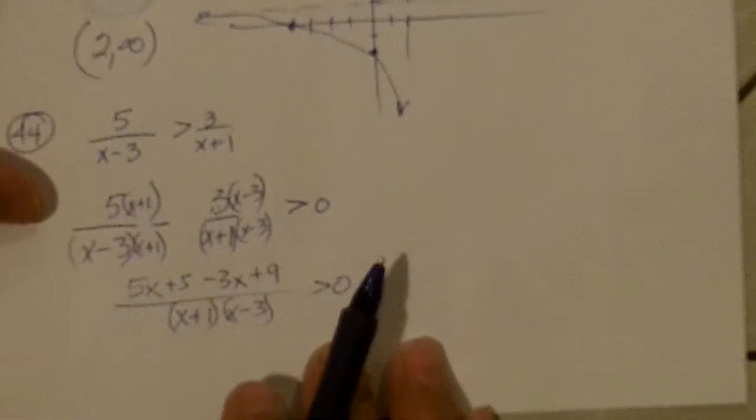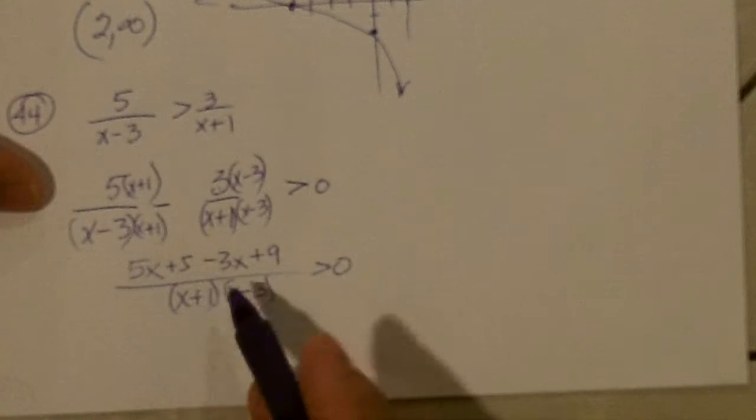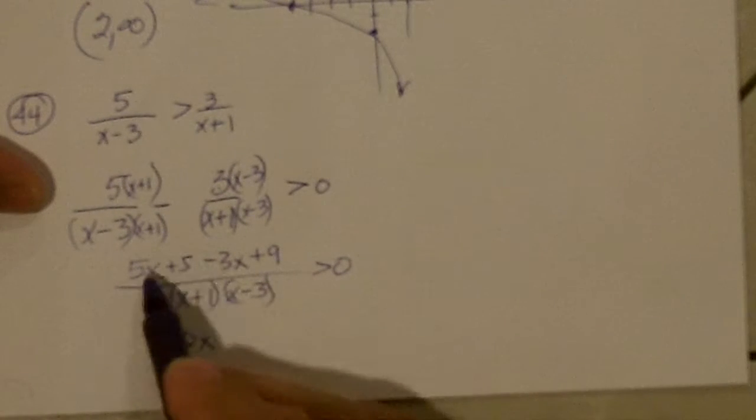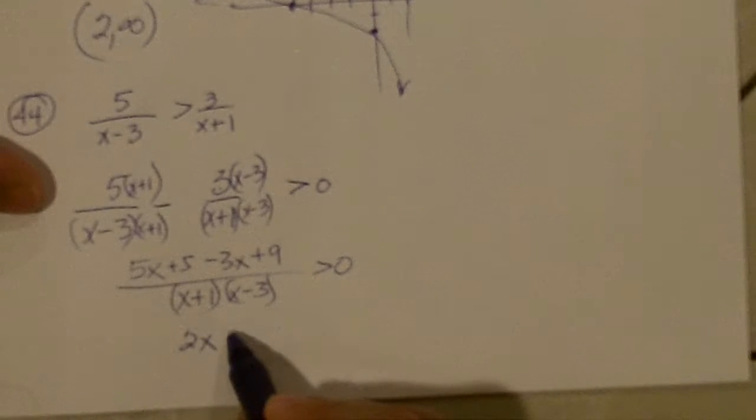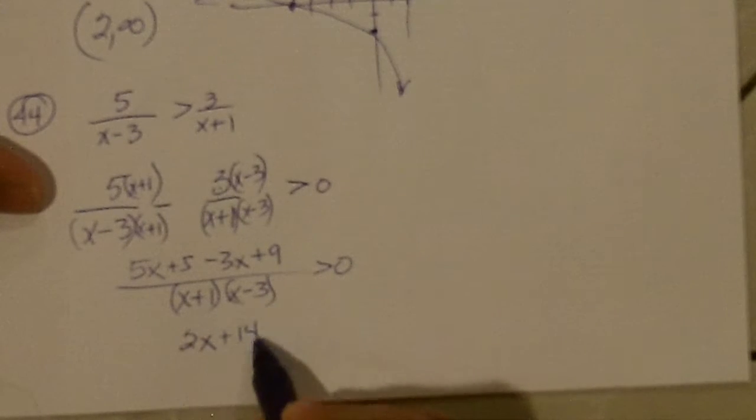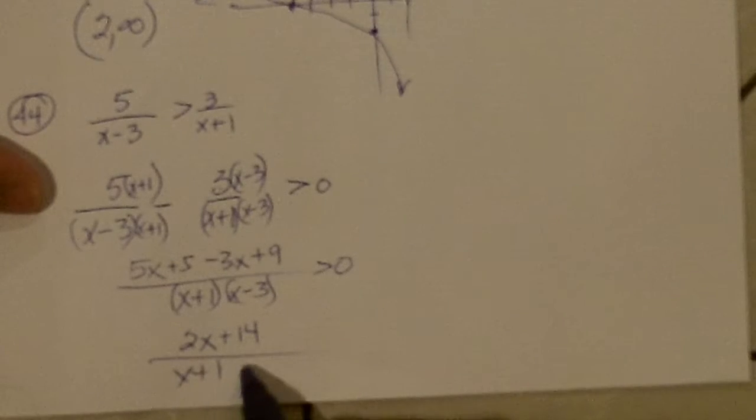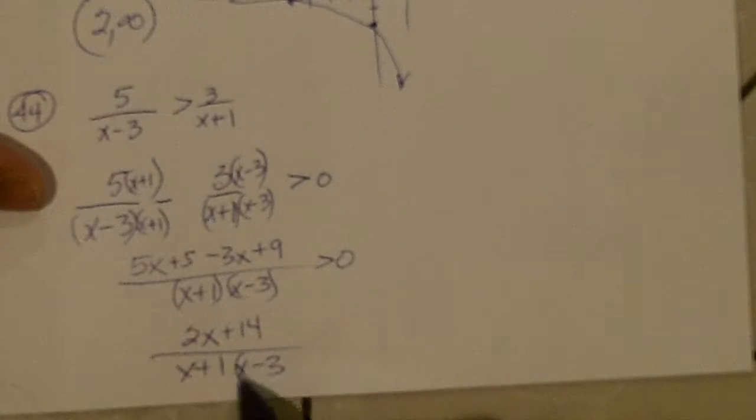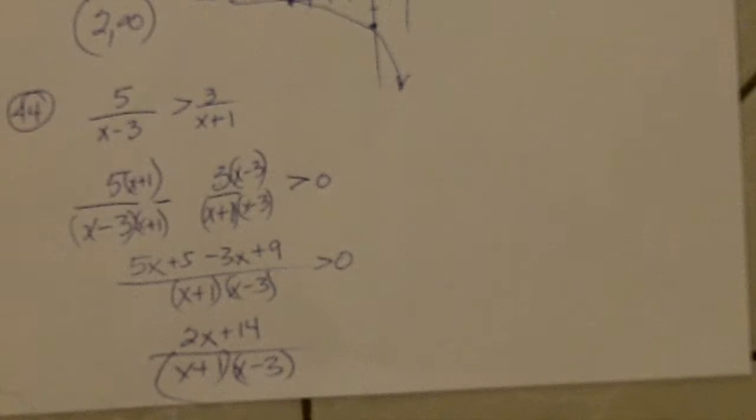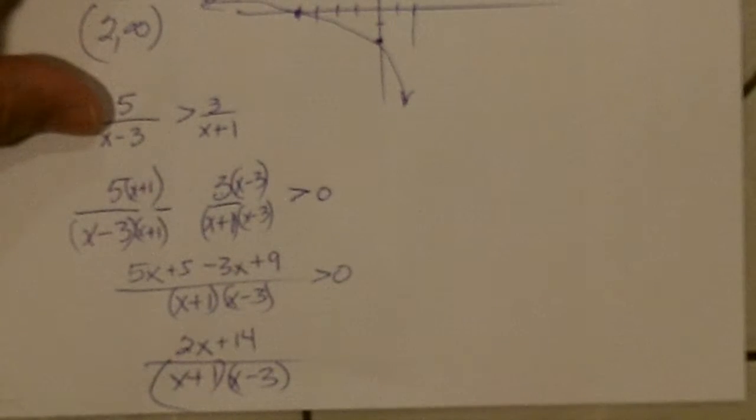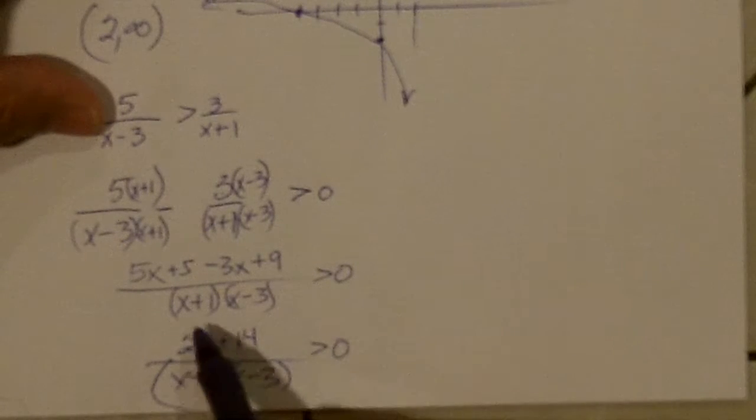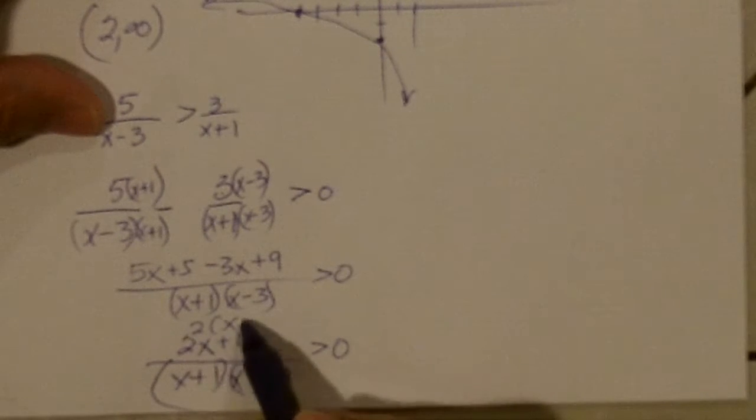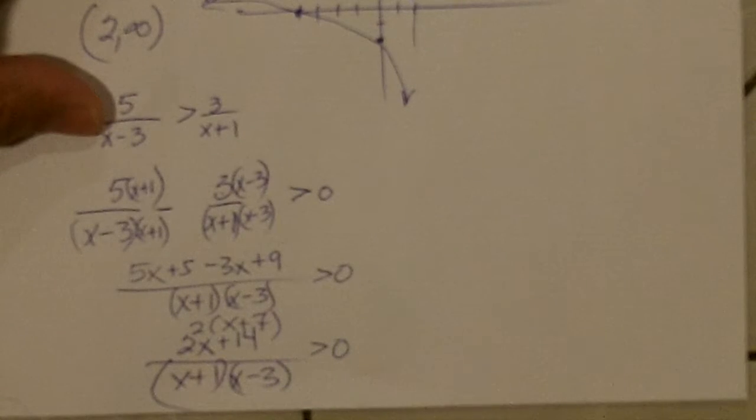So if I clean that up, I get 2x plus 14 over x plus 1 and x minus 3. I'm at the bottom of my paper. I want to make sure you can still see that. Yep. Okay, and that's got to be greater than or equal to 0. 2 comes out of that one, so it's 2 times x plus 7.